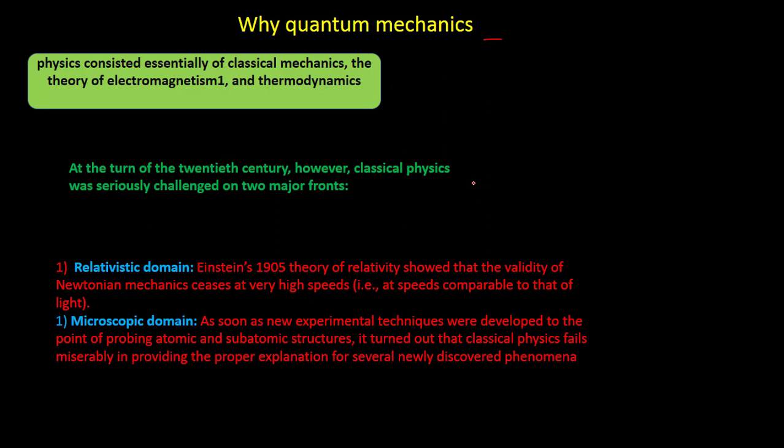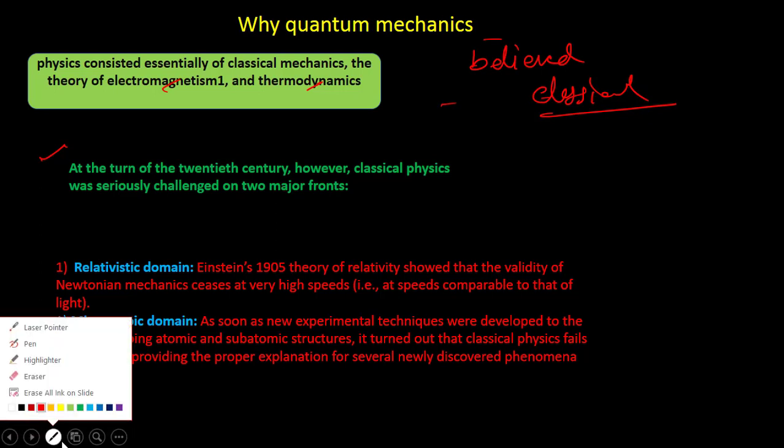The success of classical mechanics, the classical theory of electromagnetism and thermodynamics made people believe that the ultimate description of nature had been achieved. It seemed that all known physical phenomena, everything, could be explained within the frame of classical theory. Then, at the turn of the 20th century, however, classical physics was seriously challenged on two major fronts. Now what are those fronts?